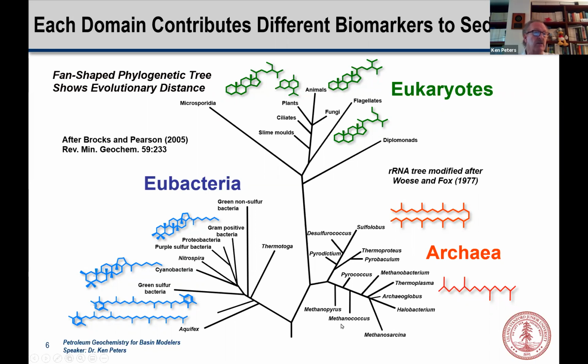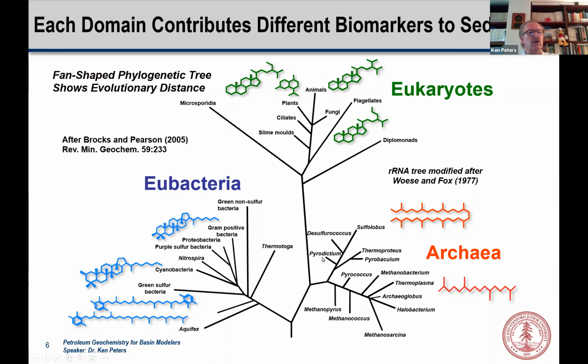Methanobacterium, Methanopyrus, Methanococcus. A lot of these make methane. Here's Halobacterium, which is very, very tolerant of high salinity. Here's Pyrodictium. This is a very interesting organism. It actually reproduces best at about 110 degrees centigrade. And of course, that's under pressure, so the water is liquid.